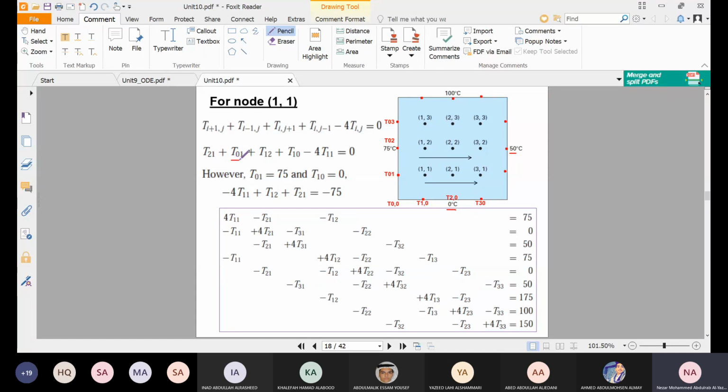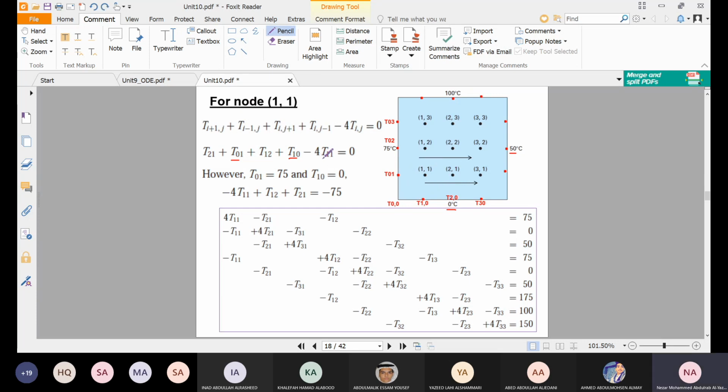So this term, I will look for this one. This is given here. T01 is 75. It is given, so this is known. We substitute here. I have T12, T10. Okay, T10 also is given. This one, T10, because when you talk about this one, you need this node and this node and this node and this node. This is the grid that we want to compute.